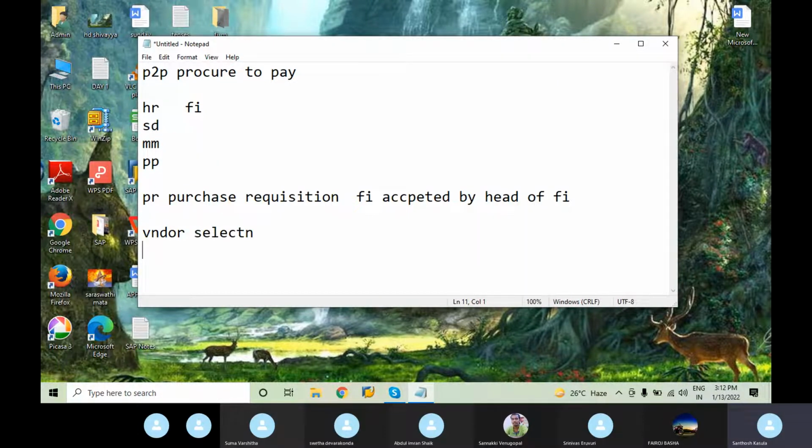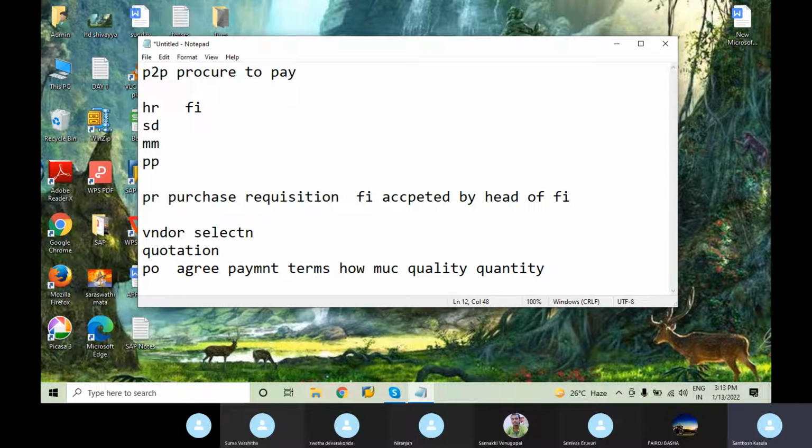Once that is done, we request the quotations. Once the quotations are finalized, we release the purchase order based on the agreement. In the agreement we have payment terms, when to deliver, how much to deliver, and the quality, whatever we require. Basically, in the agreement everything is finalized.